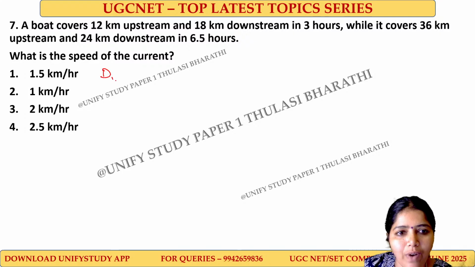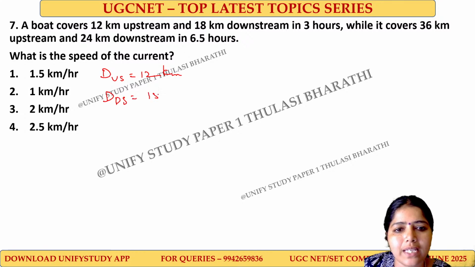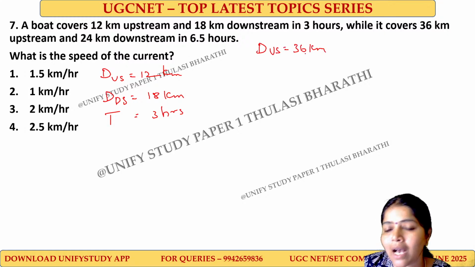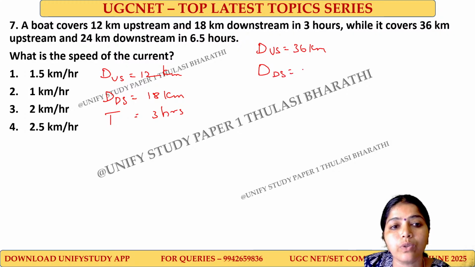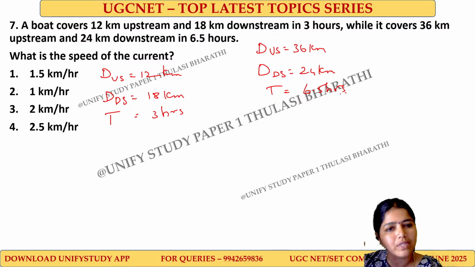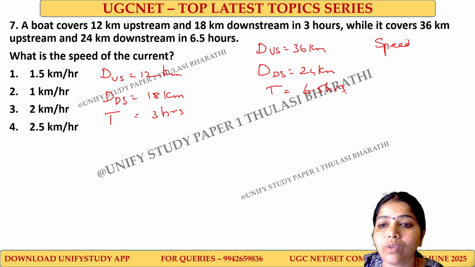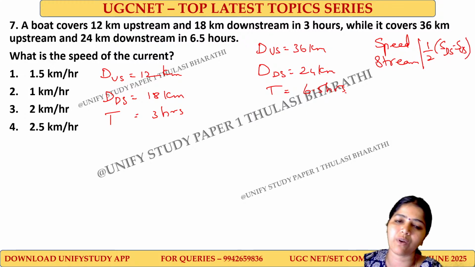Here again the same case. They have given the distance of upstream is equal to 12 kilometers and the distance of downstream is equal to 18 kilometers and the time taken is 3 hours. Similar another case: the distance covered by upstream is 36 kilometers and the distance covered by downstream is 24 kilometers and the time taken is 6.5 hours. Now what we have to do is find out the speed of the stream. That is 1 by 2 speed of the downstream minus speed of the upstream.